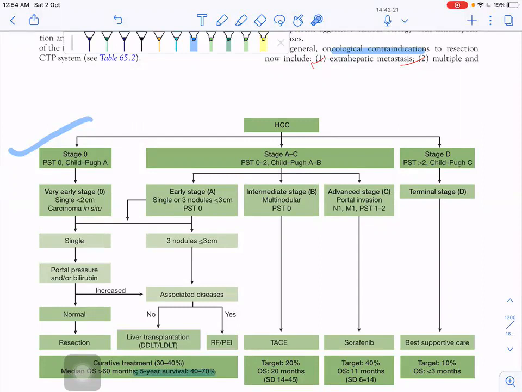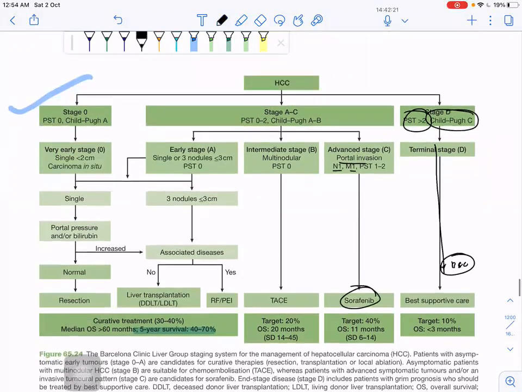So when the PST is greater than 2 and the Child-Pugh C, directly your answer is best supportive care. Finished. Whenever the question gives portal invasion, N1, M1, directly you go for sorafenib. With portal invasion, N1, M1, PST 1 to 2, they give sorafenib.